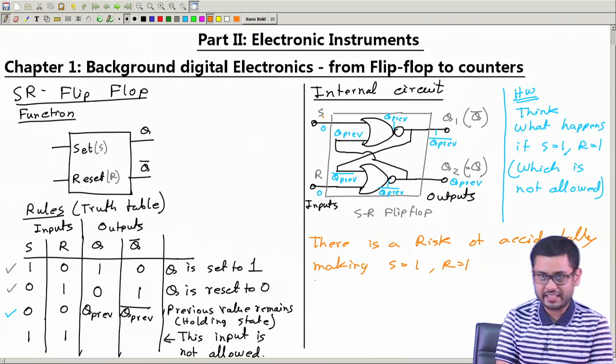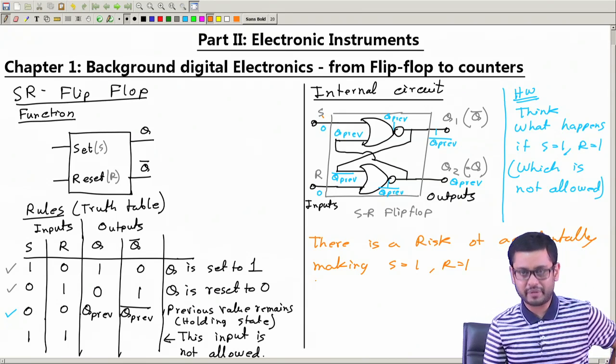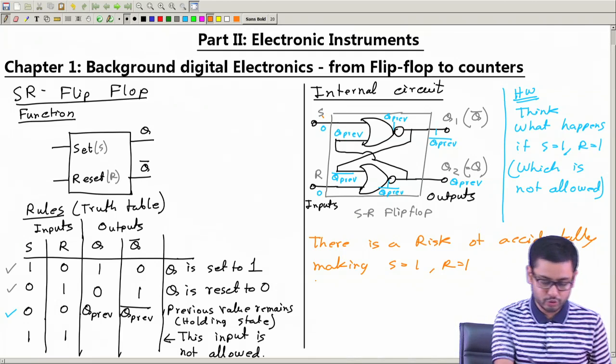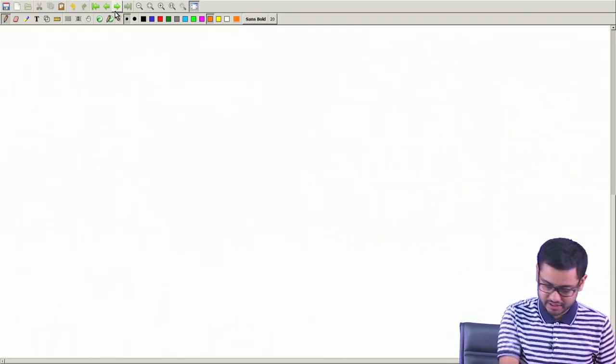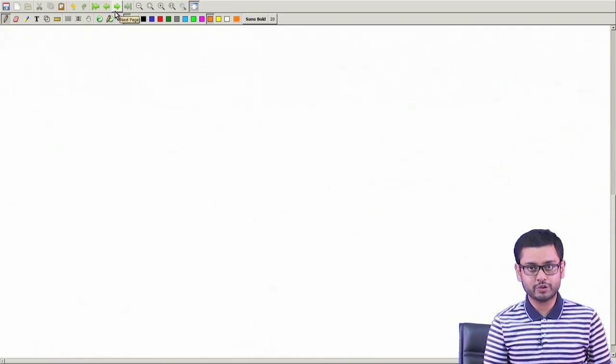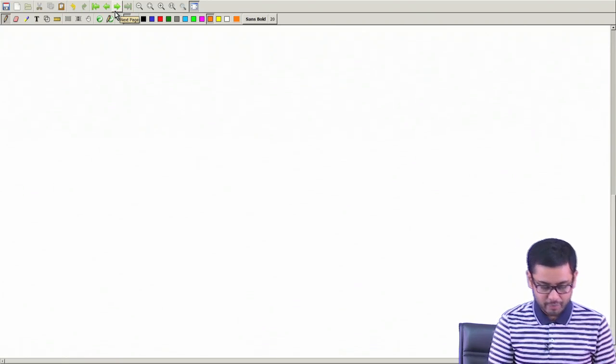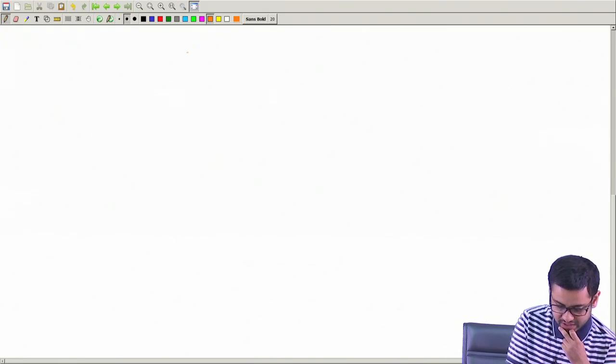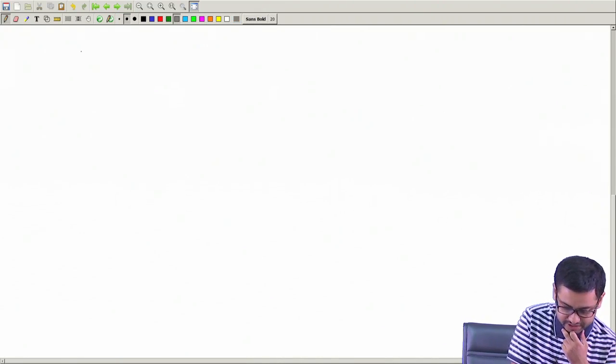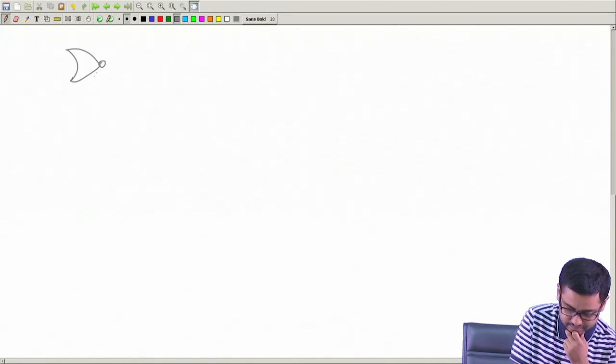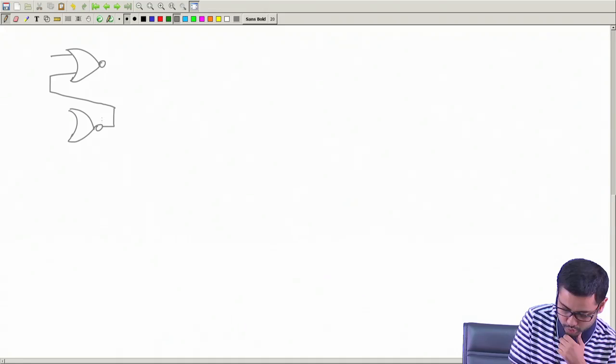So, this circuit has some problem. When it comes to practical use, this is a risk. Therefore, we are going to see a modification. What is that modification? The modification is simple. So, let me first draw the SR flip flop. Input goes to output, output goes to input.